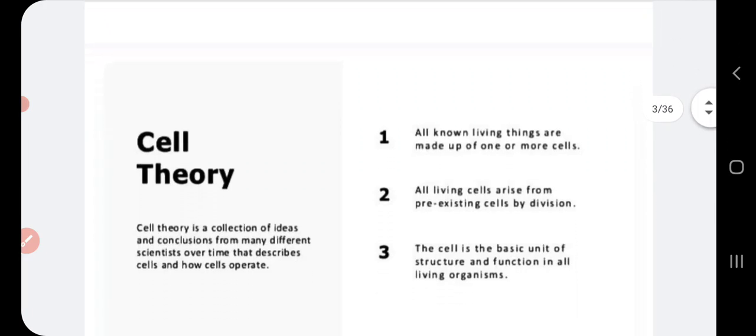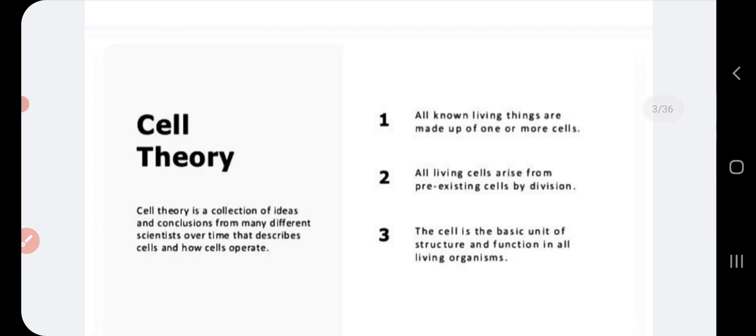Okay, now what is this cell theory? Cell theory means a discovery of a cell. How would a cell be discovered or born? Cell theory is a collection of ideas and conclusions from many different scientists over time that describes cells and how cells operate. All known living things are made up of one or more cells.